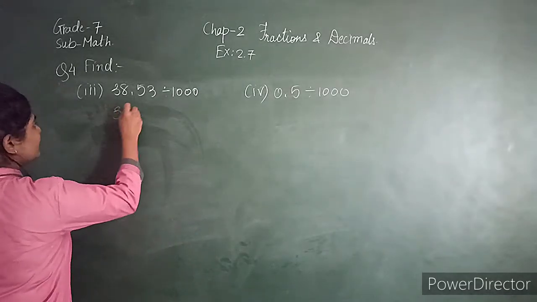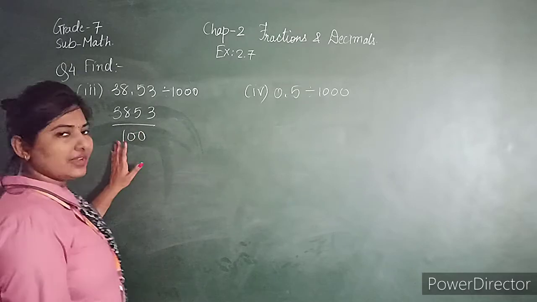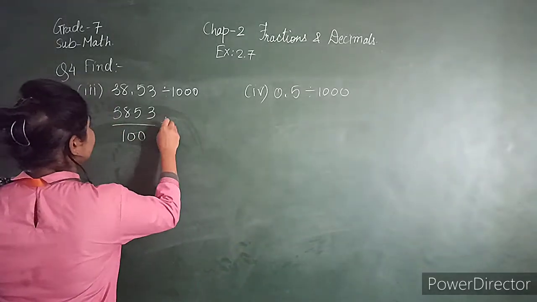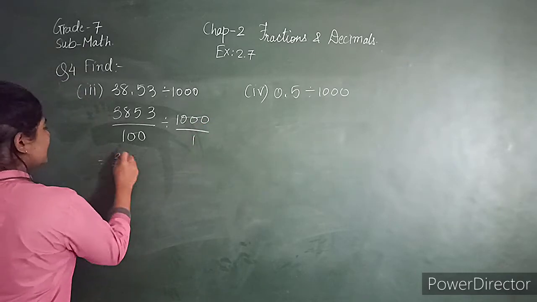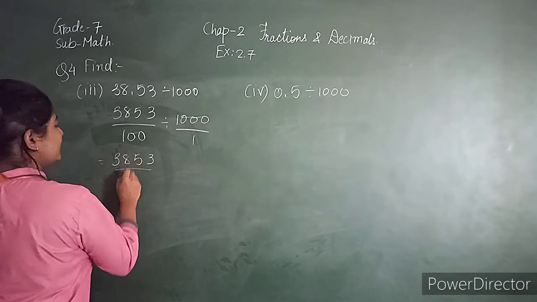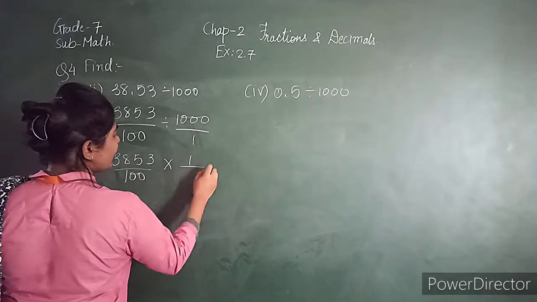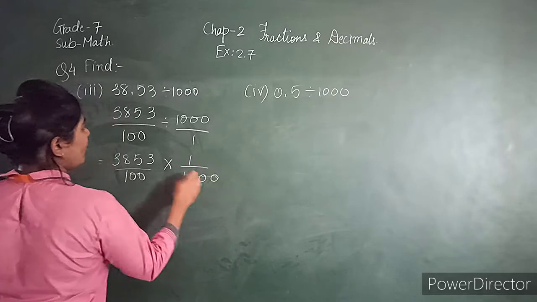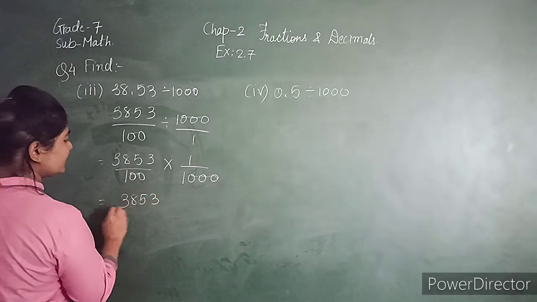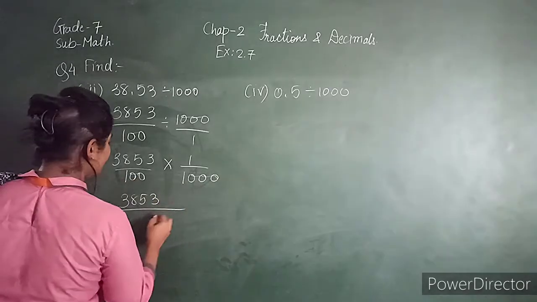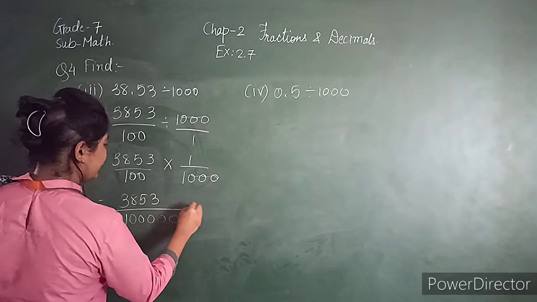Now number 3, 38.53 divided by 1000. If I remove this point, then I have to put 100 in the denominator: 3853 upon 100, and 1000 upon 1. If we change the sign, then I have to write the reciprocal of 1000. So here 3853 upon 100 into 1000. So it is 1 lakh.